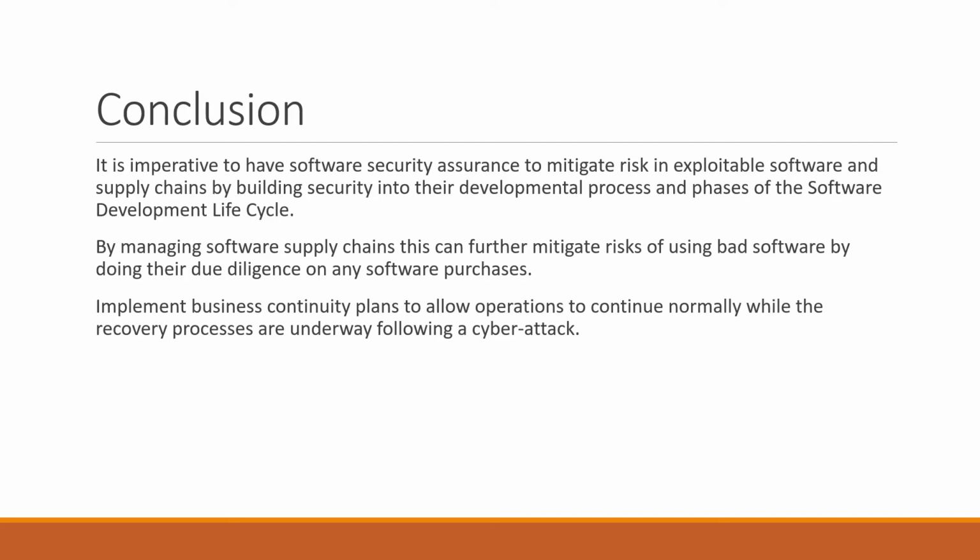In conclusion, when deploying software into an organization, it is imperative to have software security assurance to mitigate any risks in exploitable software and supply chains by building security into your organization's development process at every phase of the software development lifecycle. Another way to mitigate risks of getting bad software is by organizations doing due diligence when purchasing any software from outside vendors and having procurement language attesting to the security of the software.